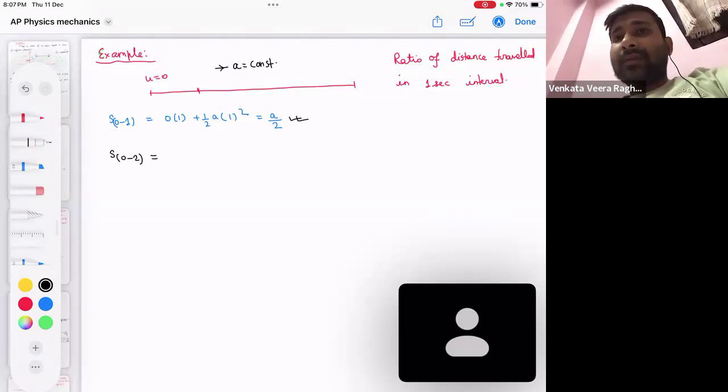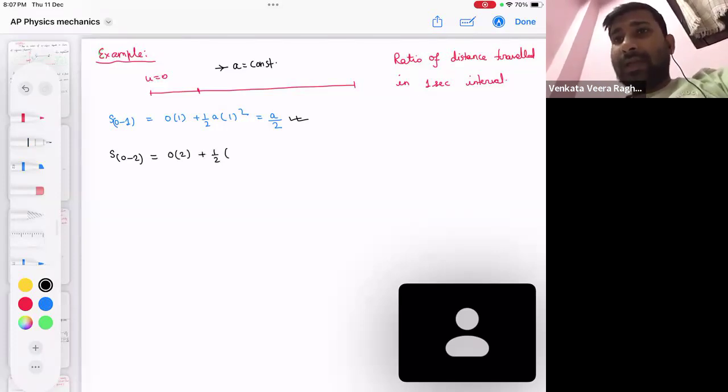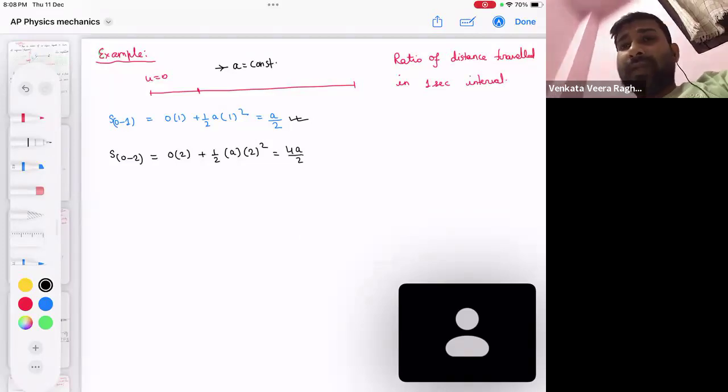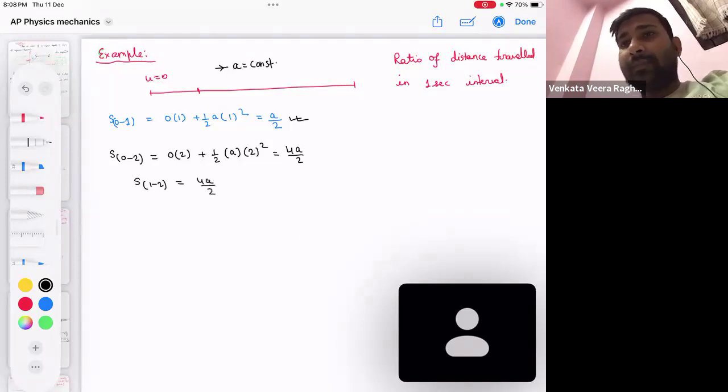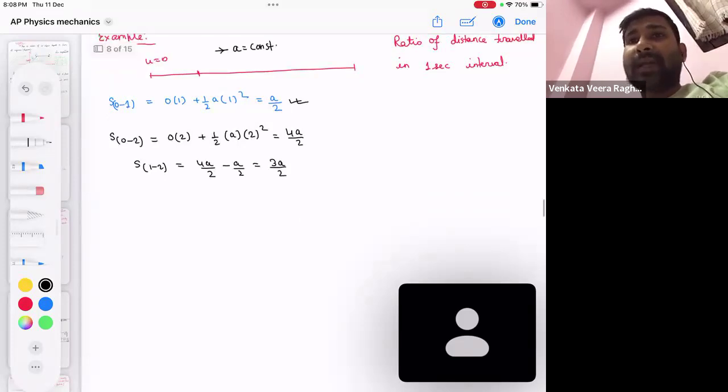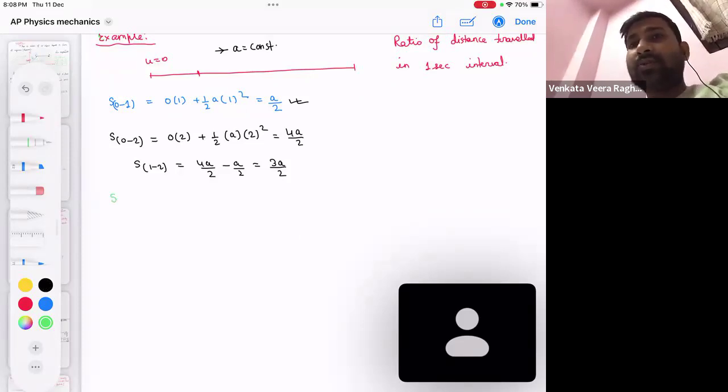Yes, sir. So 0 to 2 second, how much will it travel? Half acceleration is a, time is 2 second squared, what are we getting? 4a by 2? So what is the displacement from 1 to 2 second? It will become 4a by 2 minus a by 2, that is going to be 3a by 2. Next, I want to calculate 2 to 3 second. Instead of calculating 2 to 3, I will first calculate 0 to 3, isn't it?